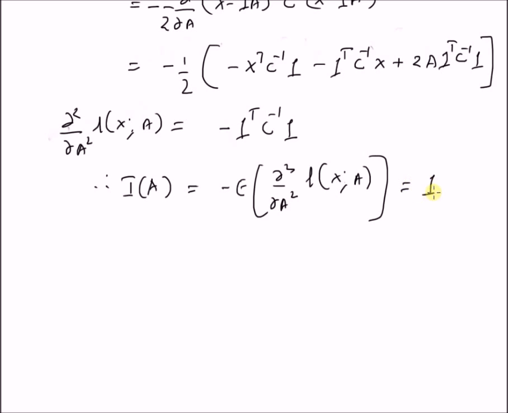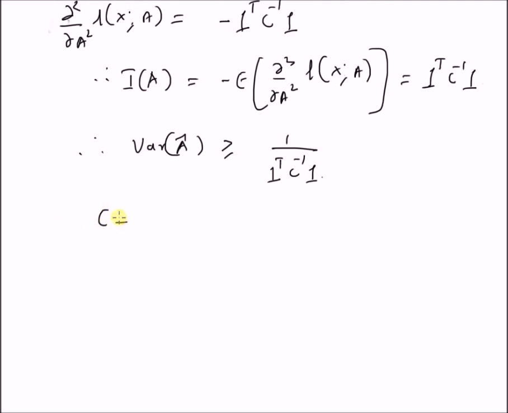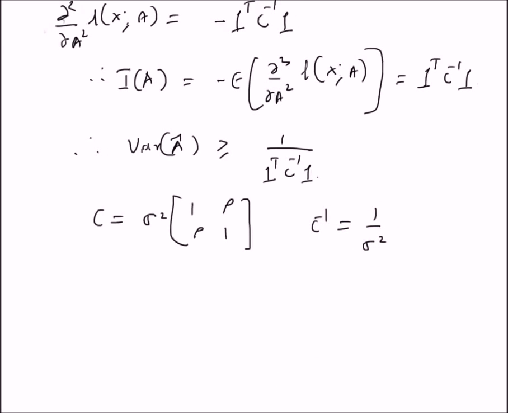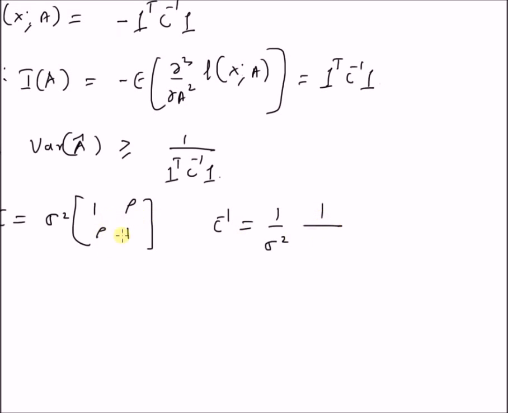which is clearly equal to 1 transpose C inverse 1. Therefore, the CRB on the variance of the estimator A hat is bounded by 1 over 1 transpose C inverse 1. Now, since the covariance matrix C is given as sigma square multiplied by [1 rho; rho 1], the inverse of the covariance matrix C inverse is equal to 1 by sigma square multiplied by 1 by the determinant of this matrix, which is clearly equal to 1 minus rho square, multiplied by the adjoint matrix, which is [1 minus rho; minus rho 1].